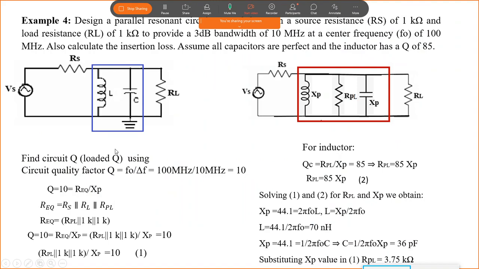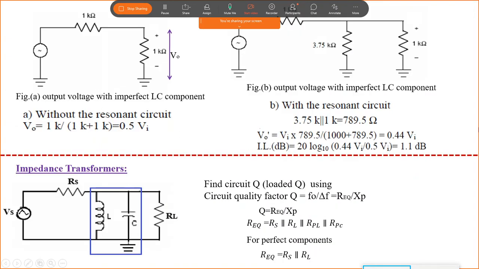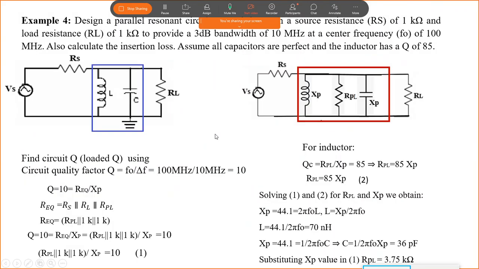As I said, the first part of the problem may be to design the circuit, and next they may ask you to find the insertion loss. So you should do both. First design it like I told you previously, and then do the insertion loss also. That usually carries 8 marks in the examination.